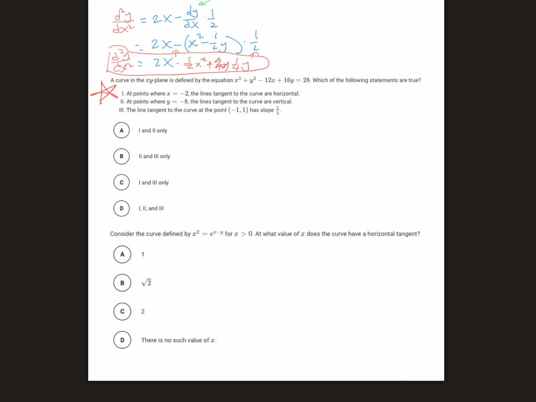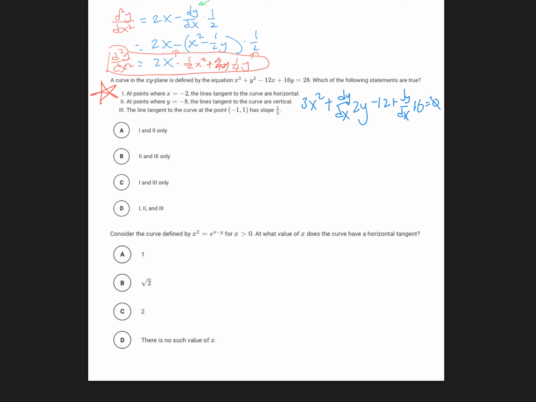So this problem is all about the first derivative. Our task, I hope you already did that, is to find the derivative. So let's do that first. x cubed becomes 3x squared, plus y squared becomes dy/dx times 2y. Negative 12x becomes just -12. 16y becomes positive dy/dx times 16. 28 becomes 0. Okay, so that's our first step.